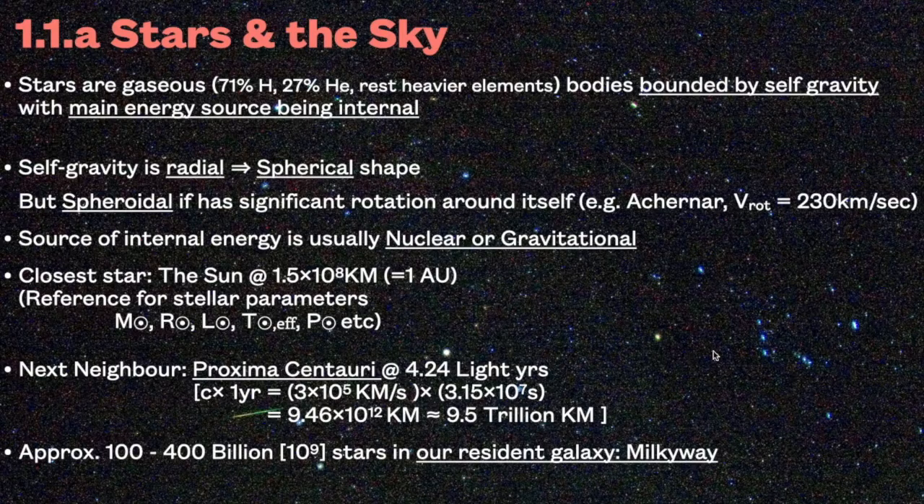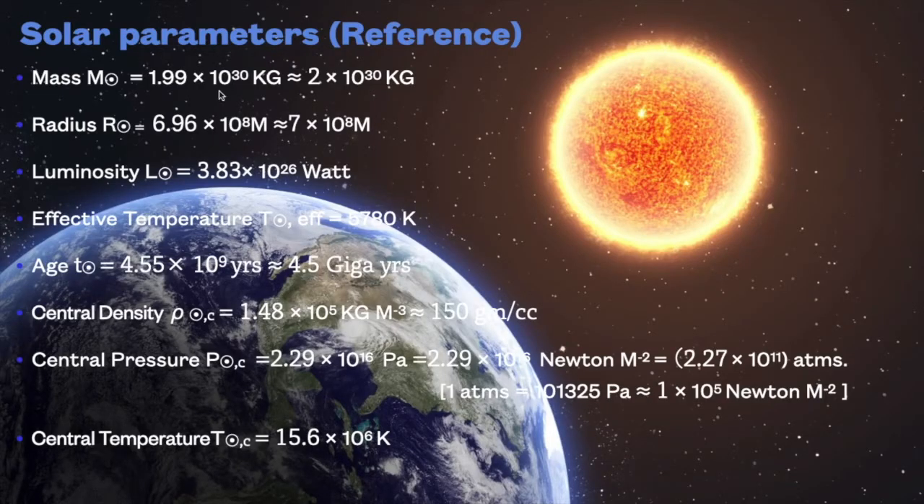So let us move on to the next slide, where let us talk about some solar parameters. These are for reference. The mass of the sun is nearly 2.2 into 10 to the power 30 kilos. Radius is nearly 7 into 10 to the power 8 meters.